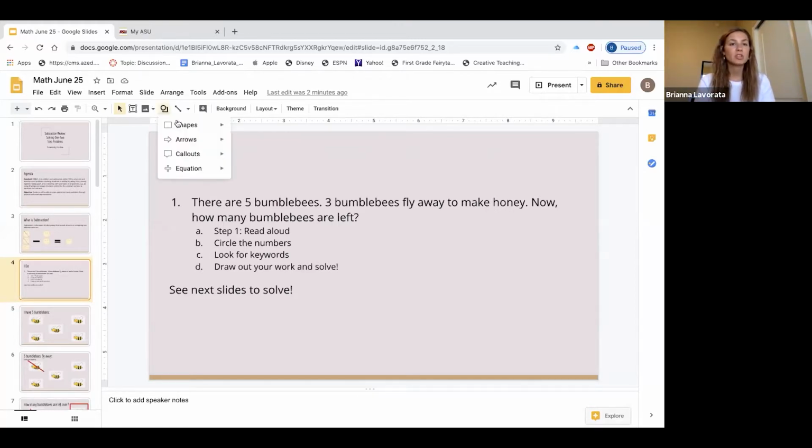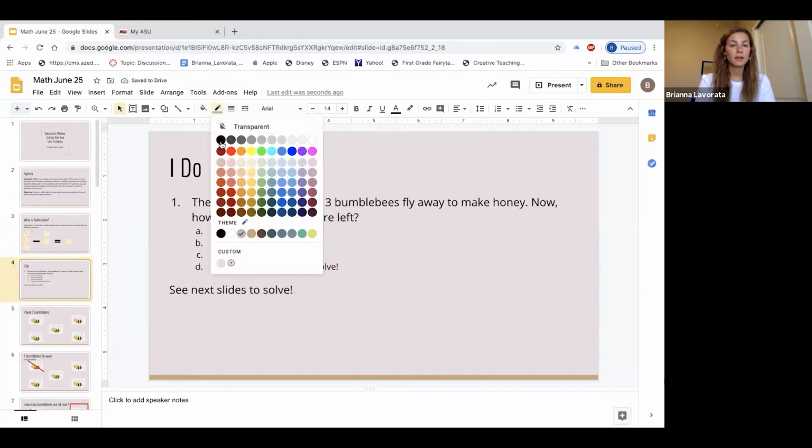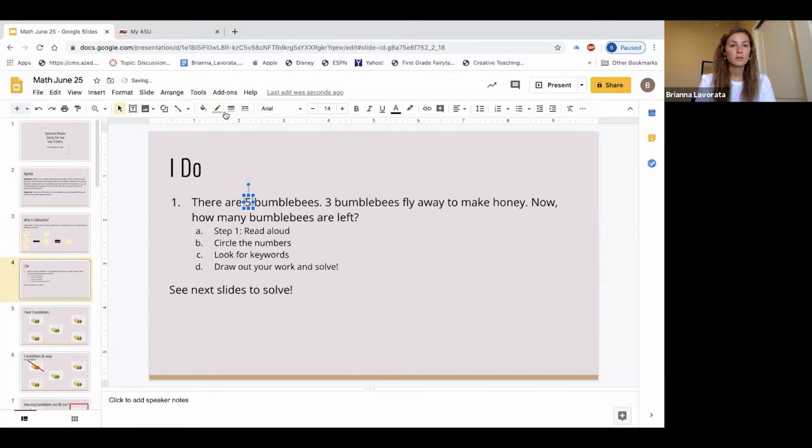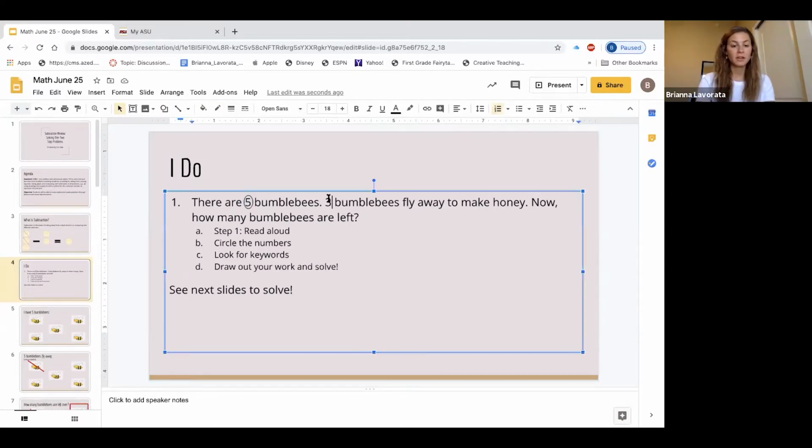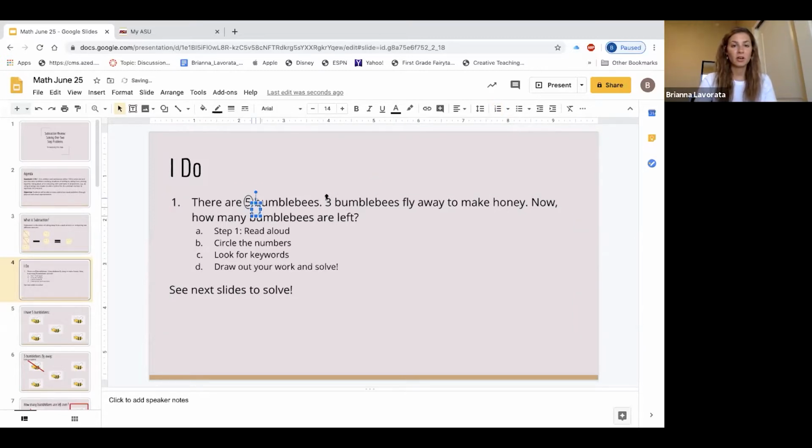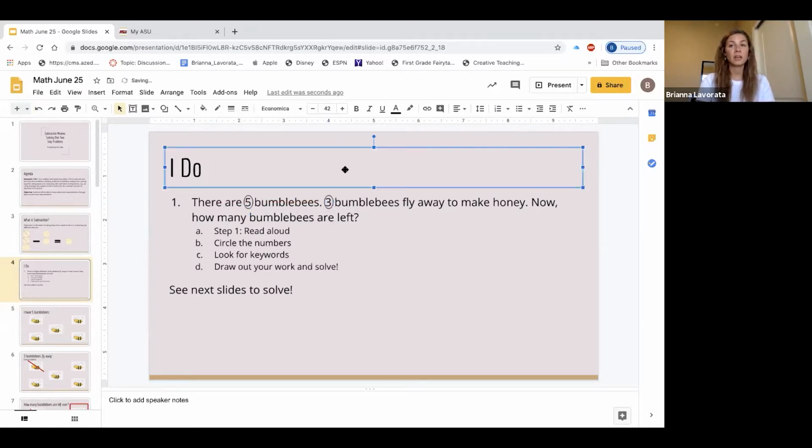My next step, I'm going to circle these numbers here. 5, right? So I'm going to circle the number 5. I also see the number 3. So I'm going to go ahead and circle the number 3. And this is going to help us when we go to draw our problem out and solve our problem, okay?